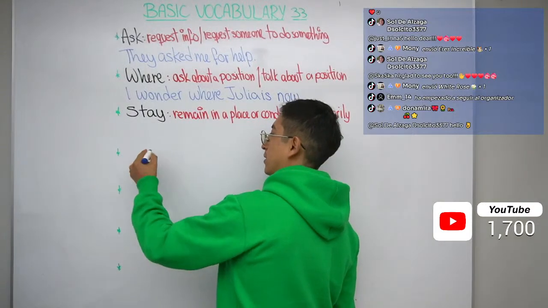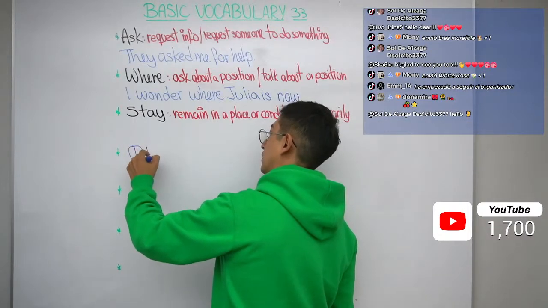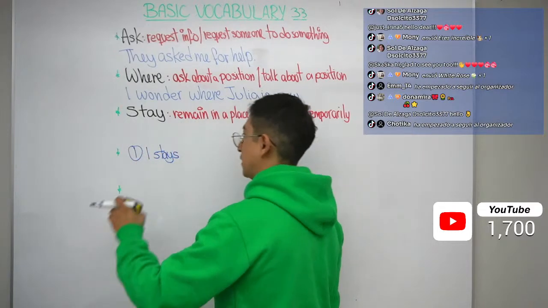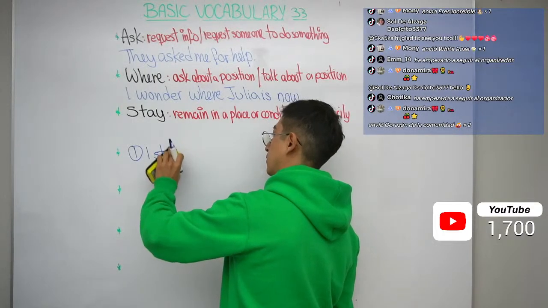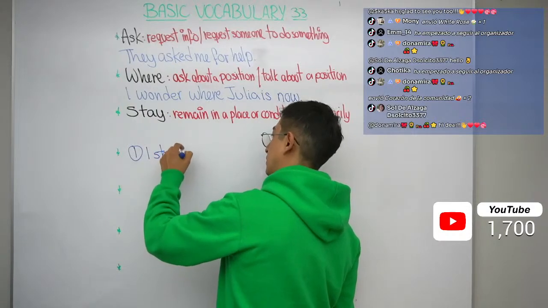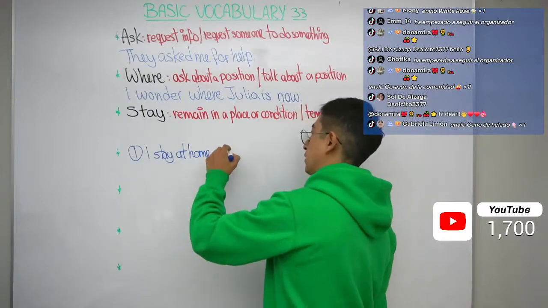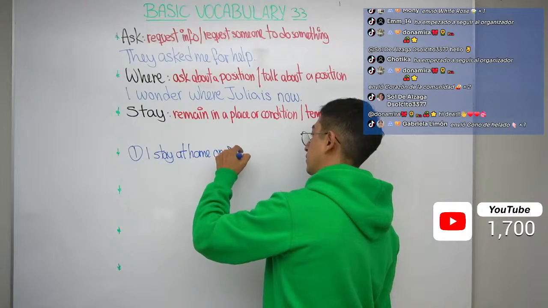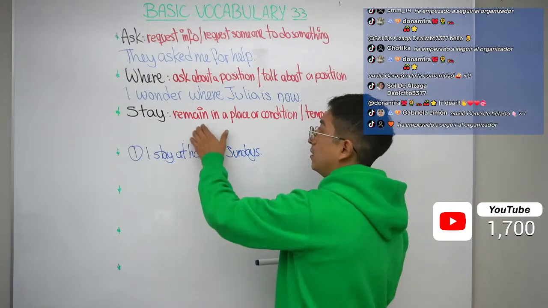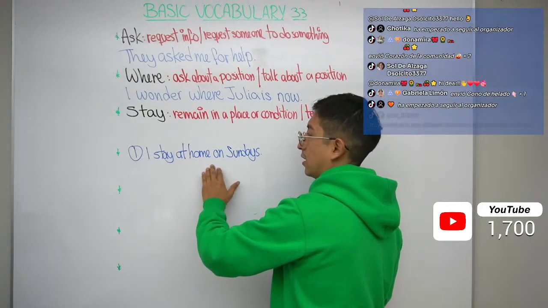Okay, number 1, for example, we can say here, to remain in a place: I stay at home on Sundays. I stay at home on Sunday. It means like I remain in this place, no? In my house. I stay at home.